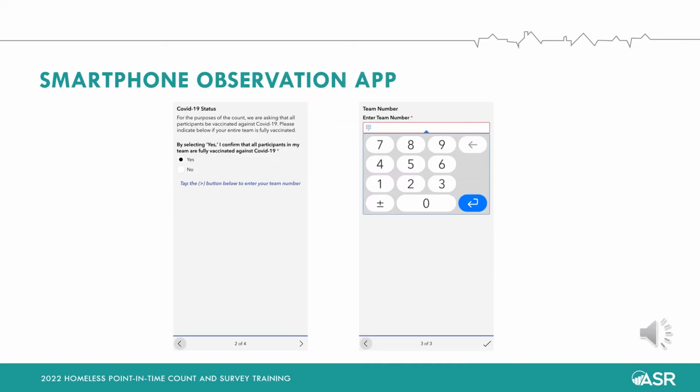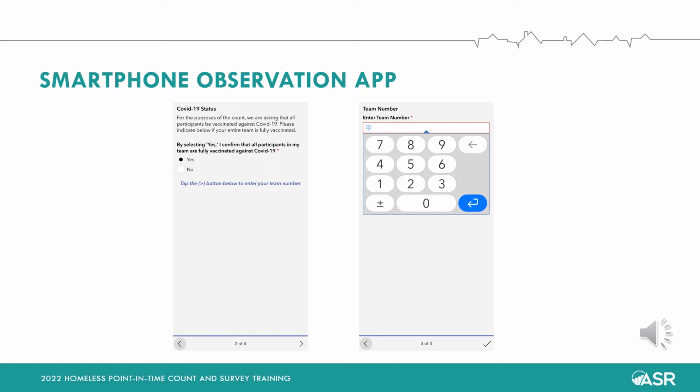When you first open the app, you will verify that you and all your teammates are fully vaccinated against COVID-19 by selecting Yes. If you have any questions about this, please call 877-728-4545. After that, you will then move on to the next screen by using the arrow button located in the bottom right corner of the survey.